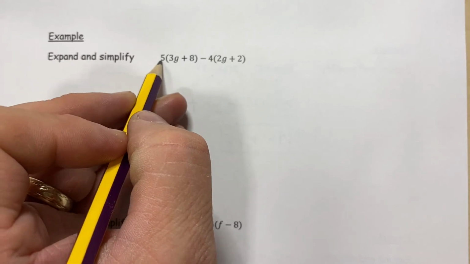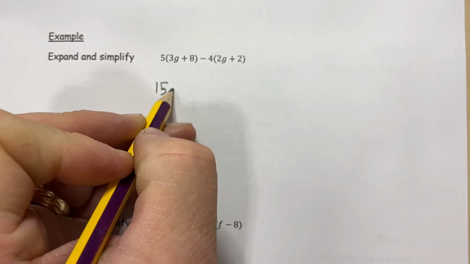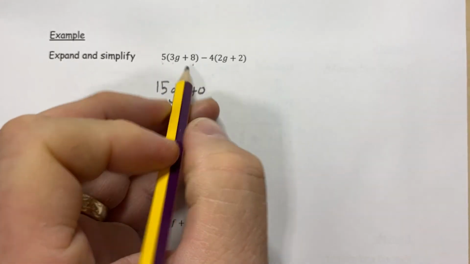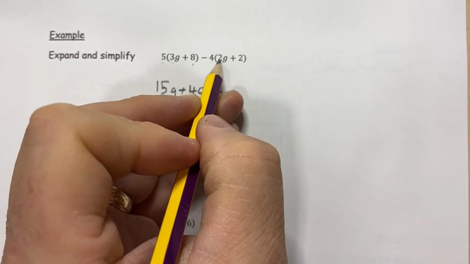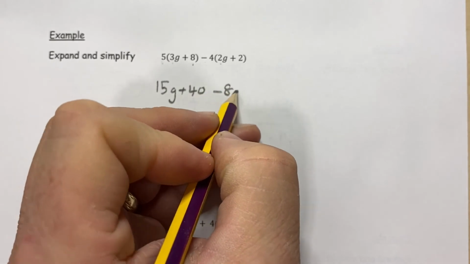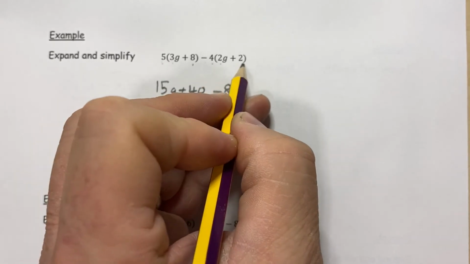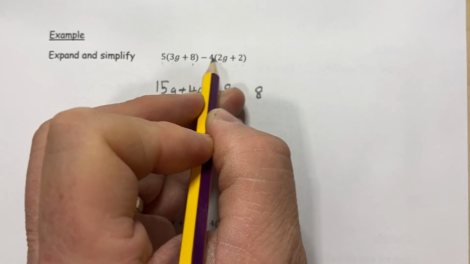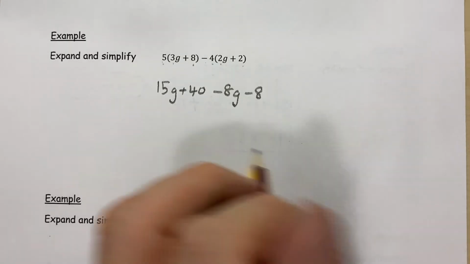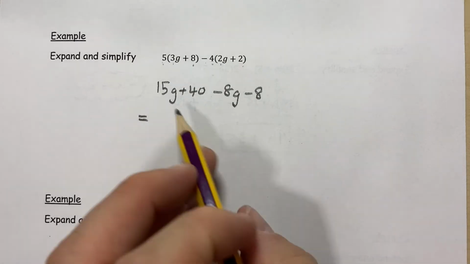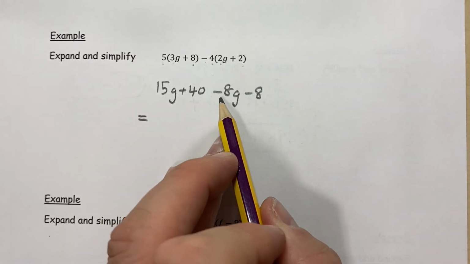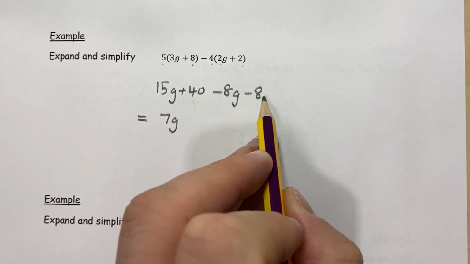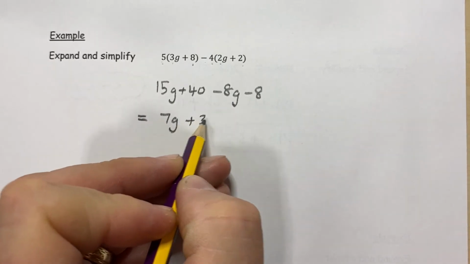Again, 5 times 3, we've got 15g. 5 times the 8, we've got 40. Minus 4 times 2 is 8g. And 4 times 2 is 8. But as I said with the previous one, minus times a plus, minus 8. Tidying that up, we've got 15g, take 8g, we've got 7g. And 40, take the 8, we've got positive 32.